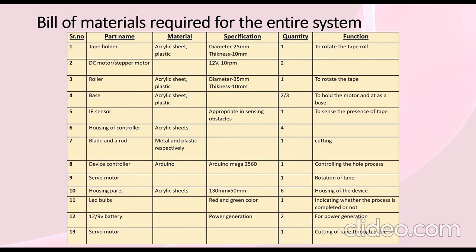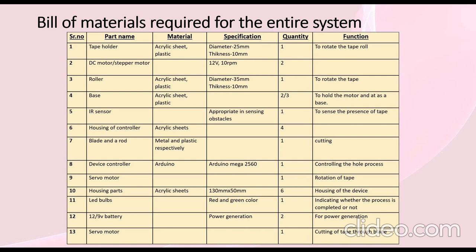Bill of materials required for the entire system consists of a tape holder of acrylic sheet for rotating the tape roll, a DC motor of 12 volt and 10 RPM, a roller made of acrylic sheet to rotate the tape. The base should be made of acrylic sheet to hold the motor and act as a base. An IR sensor is required to sense the presence of tape. The housing of the controller should be made of acrylic sheet. A blade and a rod are required for cutting.